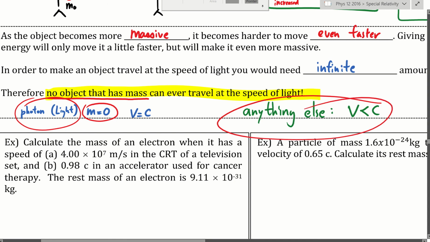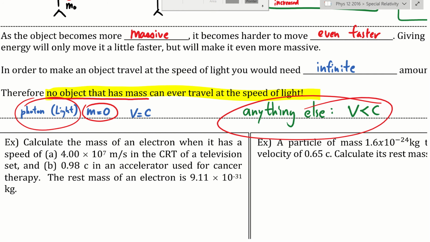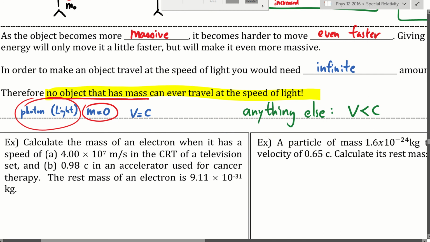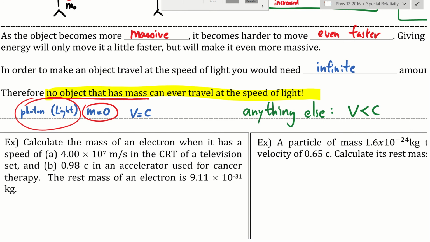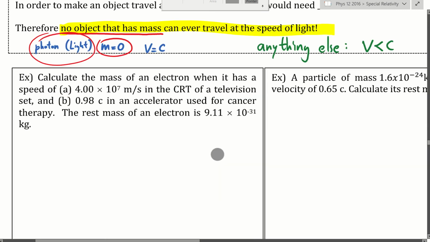So if you are a beam of light, there is no other speed for you. Your only available speed is the speed of light, 3 times 10 to the 8 meters per second. But if you're anything else, electron, proton, neutrons, you will travel slower than the speed of light.